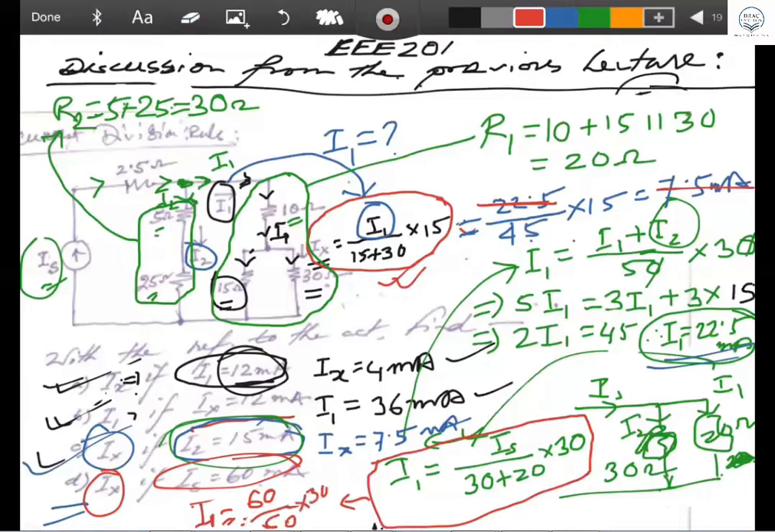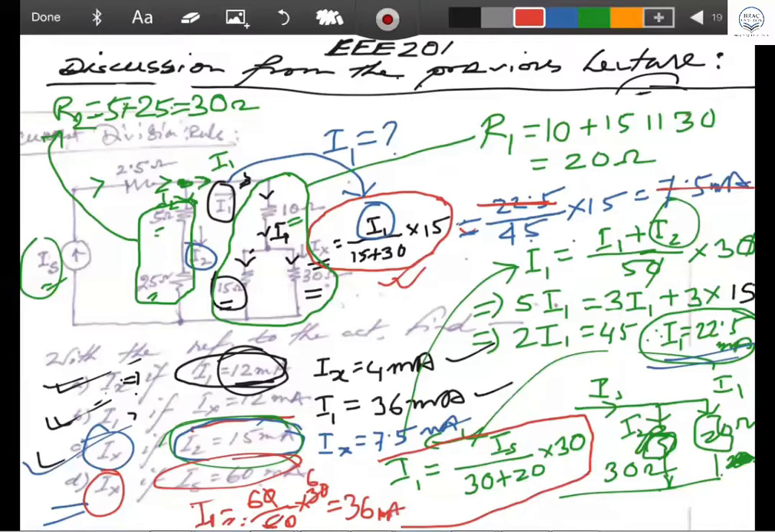60 by 50 into 30 means what? Now you can easily get the answer from here. What is the value coming? The 50 and 60 cancel out, then 1800 divided by 5. You are getting 36 milliampere.